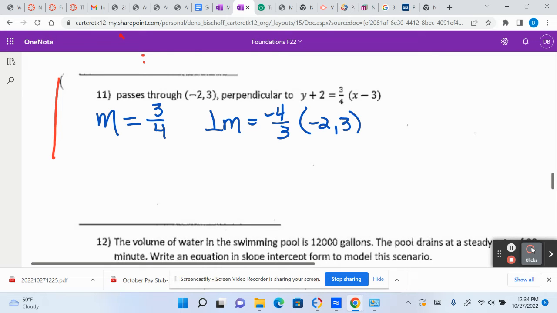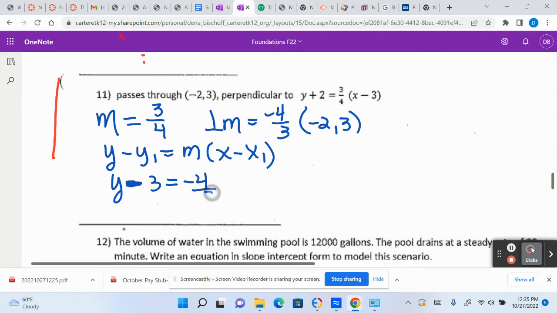Yeah, you can. y minus y1. We're going to do it together. y minus y1 equals m times the quantity x minus x1. What's the y coordinate of the point? So y minus 3 equals, what is your perpendicular slope? Okay, times the quantity x minus, yes, very good. Minus a negative 2 becomes plus. That's it. You can do that.